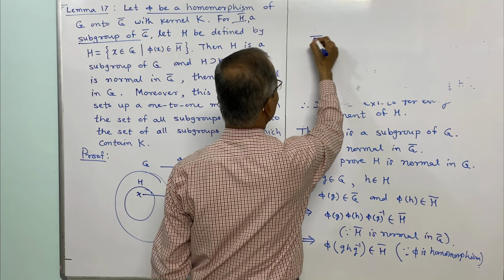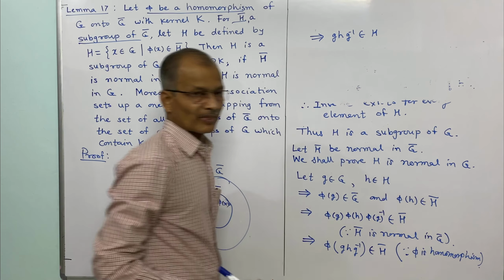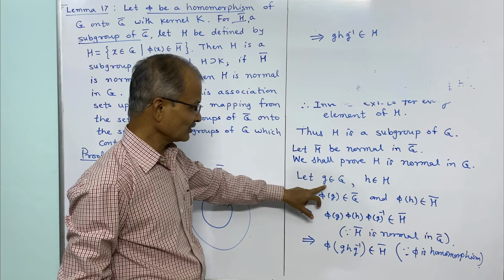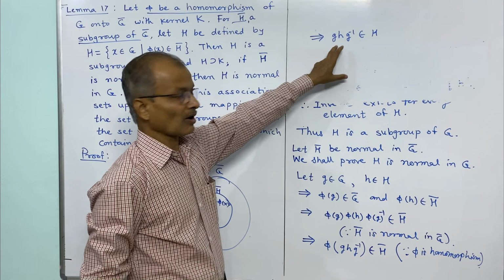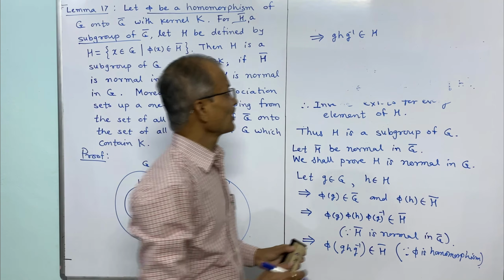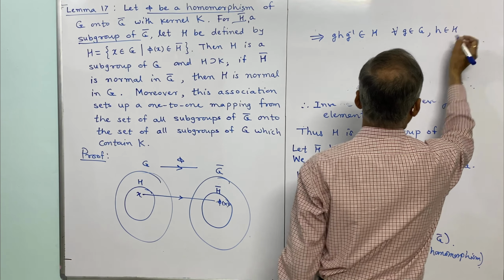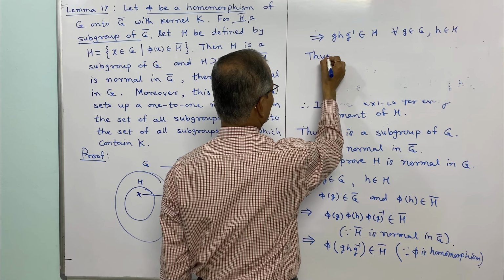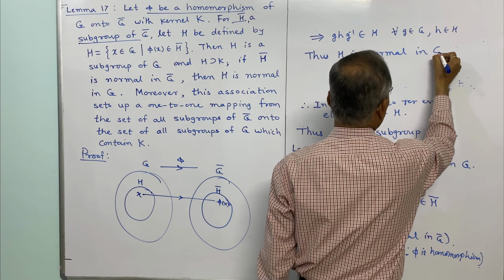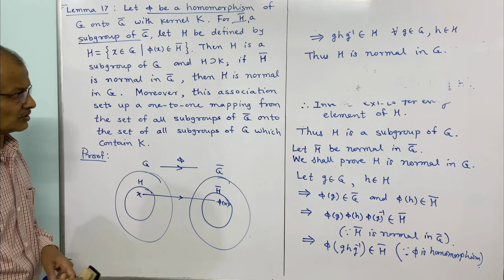This is by the definition of H, and thus this shows that H is normal in G. What we have written: g belongs to G, h belongs to H, and the product g h g inverse belongs to H, and this shows that H is normal in G. And this happens for all g belonging to G, h belonging to H. Hence, H is normal in G. So we have shown that whenever H bar is normal in G bar, then H is normal in G.